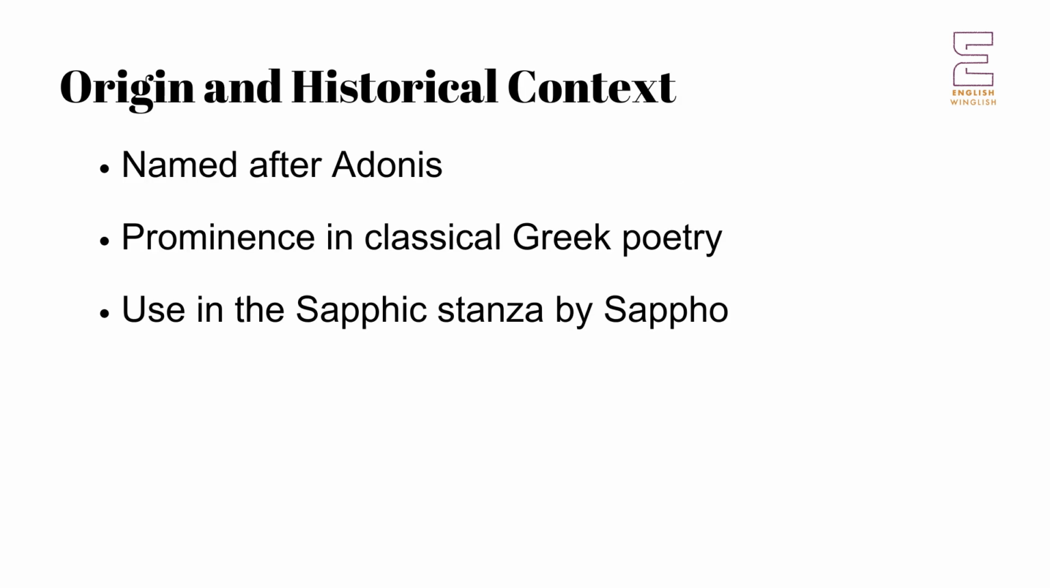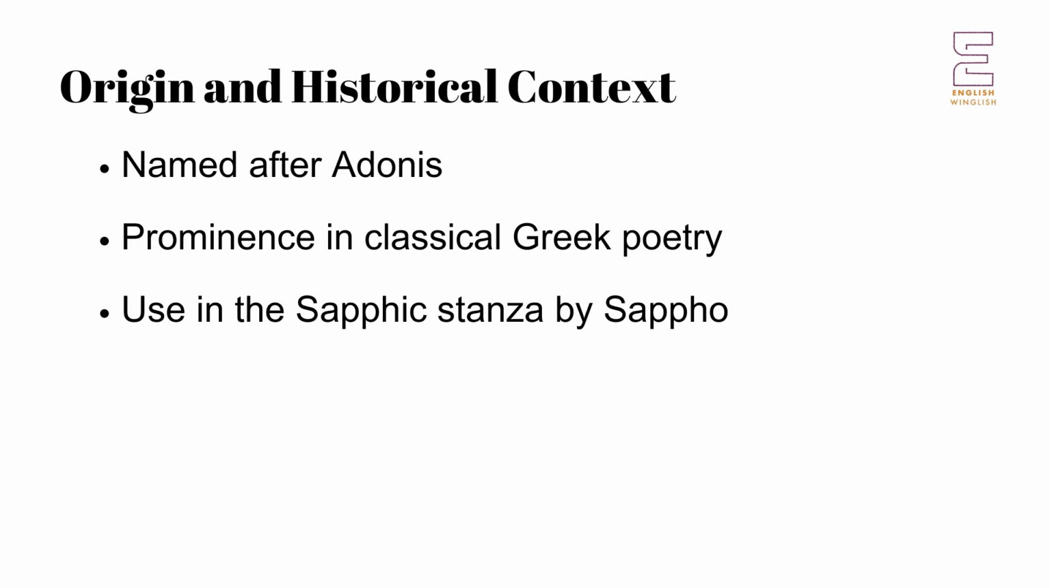Origin and historical context. The Adonic line is named after the ancient Greek mythological figure Adonis, symbolizing beauty and the ephemeral nature of life. This metrical line gained prominence in the classical period and was notably used in the Sapphic stanza, named after the Greek poet Sappho. Sappho, who lived around 600 BCE, is renowned for her lyrical poetry, which often explores themes of love and passion.